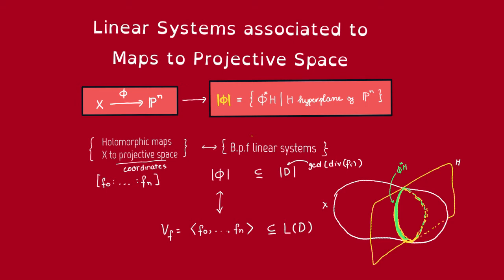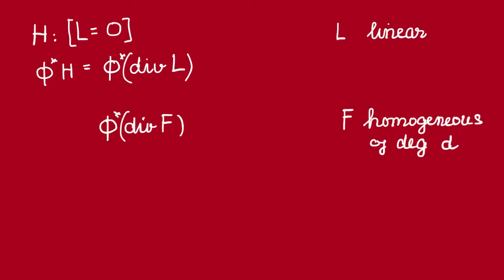To build some intuition for this, let's first do some concrete computation. And for that, let's review quickly what the definition of this pullback divisor is. A hyperplane is always cut out by some linear form L. So the pullback of this hyperplane is the pullback of the divisor of this form L, which I should now define, because you are probably only familiar with divisors of functions, but this is a form. So what does this mean?